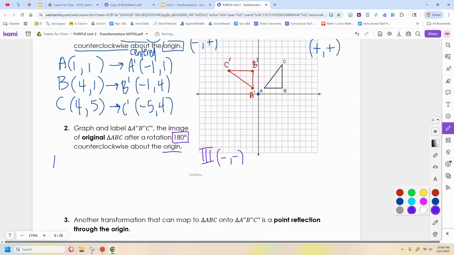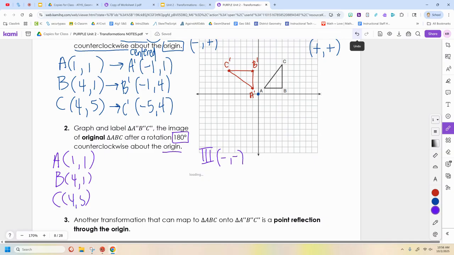So we have ABC, which is still our ABC from the very beginning: (1, 1), (4, 1), (4, 5). Now, we know that everything is going to be negative, negative, because we're going into quadrant 3. A double prime, B double prime, C double prime.